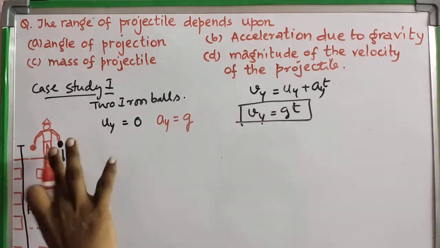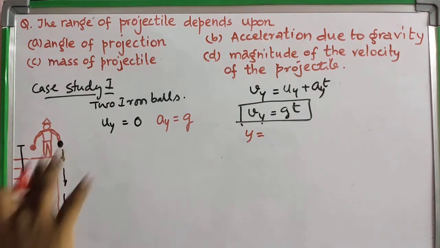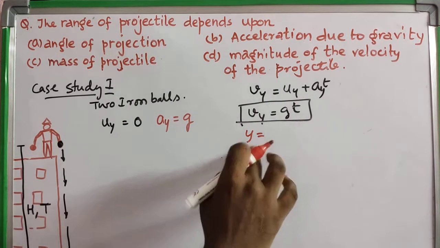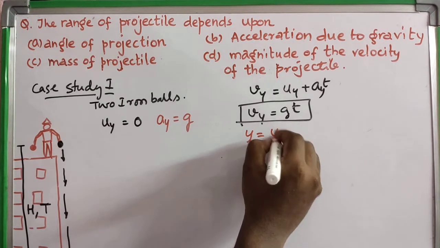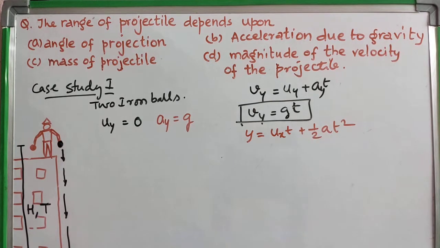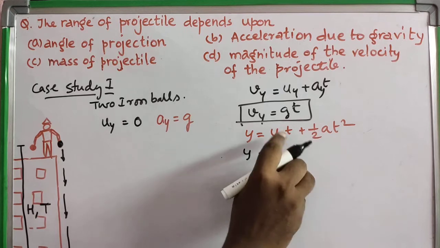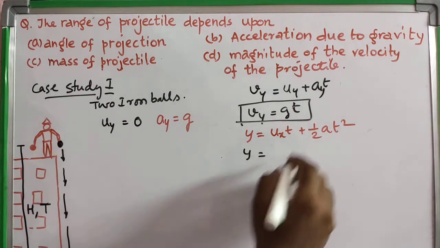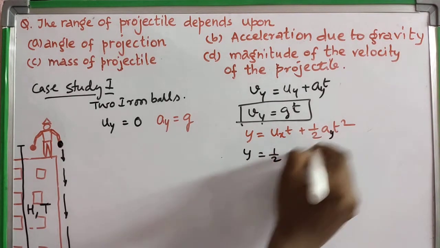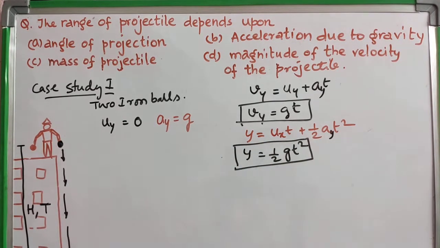Next, what is the distance? Distance covered by the body along the y-axis. Let's call the displacement along the y-axis y, which is equal to uyt plus half at square. And in this condition, y is going to be uy is 0, 0 into t, 0, plus half a, and a is g, t square. So this is the displacement of the body at any time t. Clear?